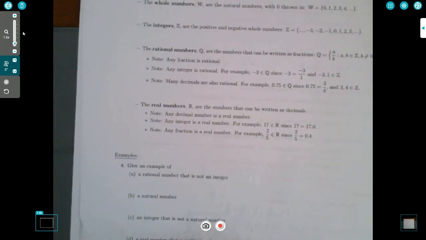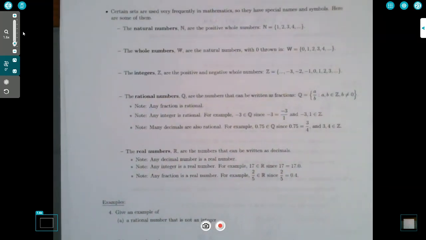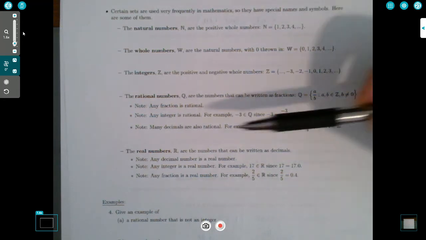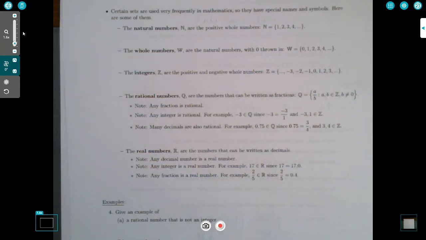So I listed these sets in this way on purpose because they go from smallest to largest, right? All of the natural numbers are whole numbers. All of the whole numbers are integers. All of the integers are rational numbers, and all of the rational numbers are real numbers. Okay, but the logic only flows in that direction. It doesn't flow in the other direction, right?